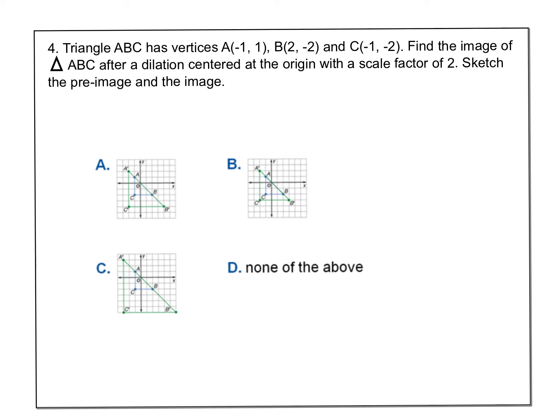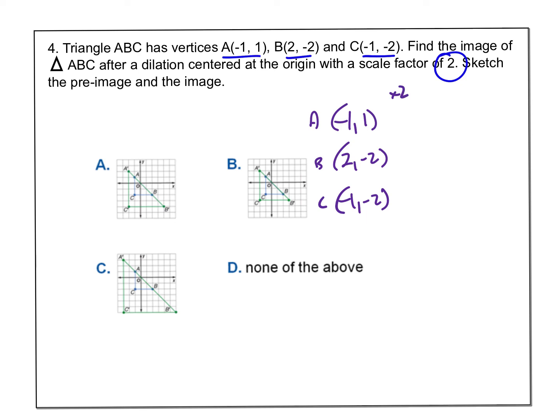Okay, so last piece here when I'm looking. Triangle ABC has vertices negative 1, 1, 2, negative 2, negative 1, 2. Find the image of ABC after the dilation, centered at the origin with a scale factor of 2. Sketch the pre-image and the image. So I'm not going to make you sketch the pre-image and the image. What I am going to make you do, though, is look at this and consider if this is my original. These are my original points, A, B, C.